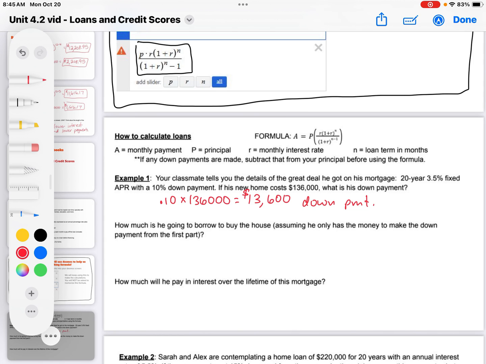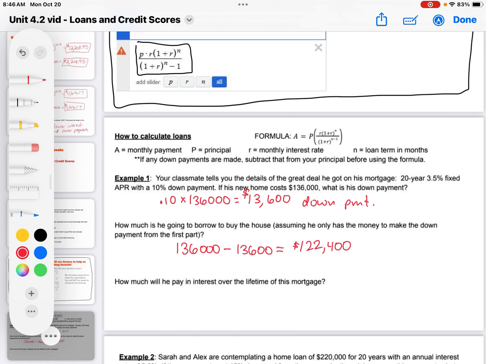How much is he going to borrow? Well, you're going to take 136,000 minus the down payment. I believe that gives us, let's see, 136,000 minus 13,600. That gives us $122,400.